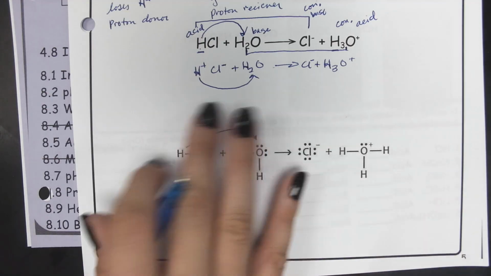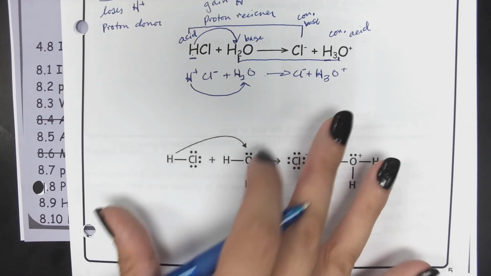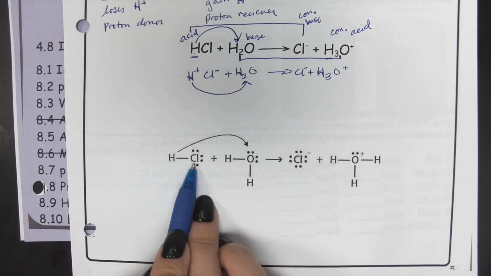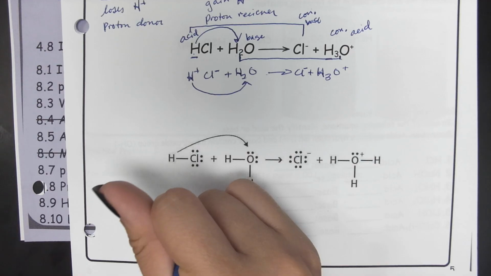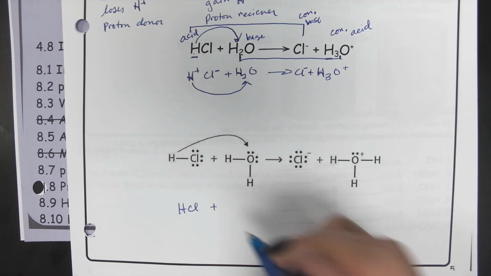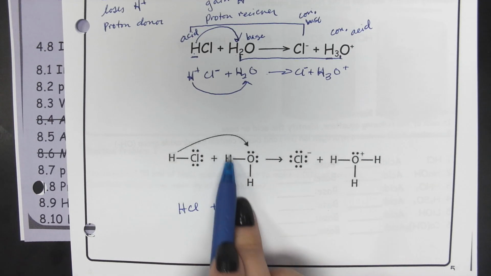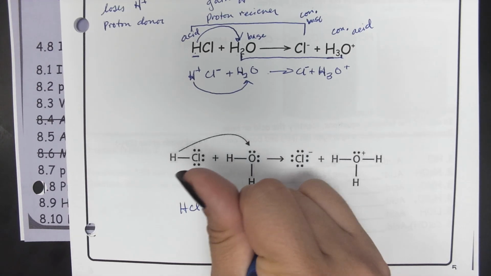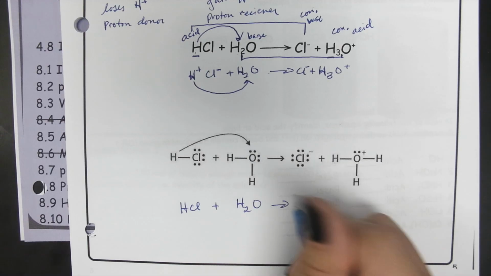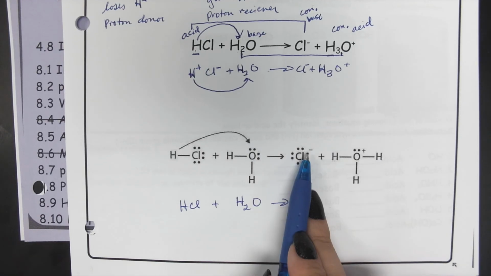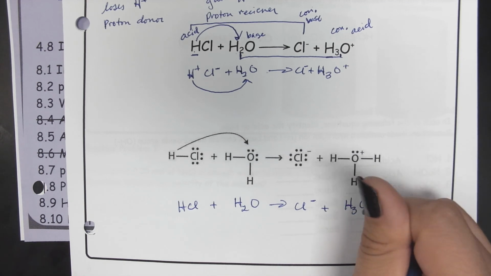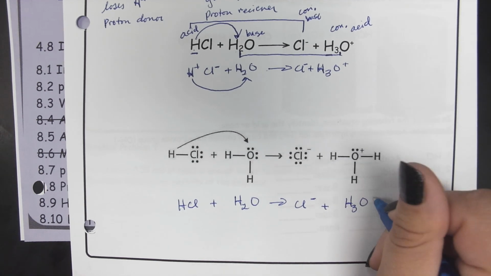When we see the Lewis dot structures, we tend to get overwhelmed by this, and I don't want you to. Just rewrite it. It'll make it a lot easier. So see how this is a hydrogen and a chlorine? Well, this is just HCl. And see how this is H2? There's two hydrogens and one oxygen, so it's H2O. And this turned into Cl with a minus, and then H3O with a plus.